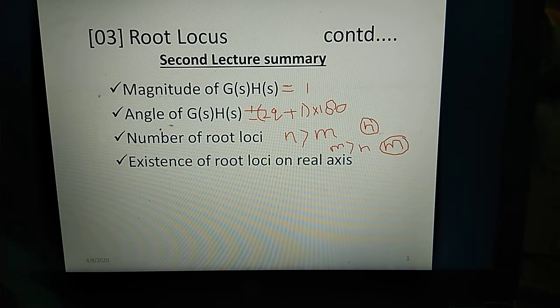Right. Now the fourth part we discussed is the existence of root loci on the real axis. For this case, simply take a test point and count the number of poles and zeros to the right side of that test point. If the addition of these poles and zeros is an odd number, that test point will be part of the root locus, otherwise it will not.